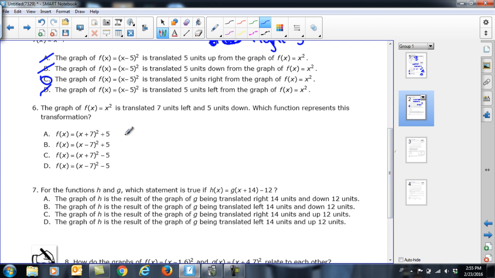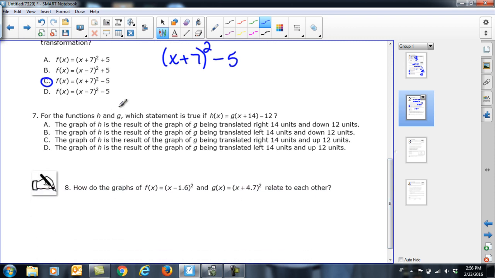So number 6 is going to put it all together. I have x squared, and I'm going to translate it 7 units left and 5 units down. So I want a new function. Well, 7 units left takes that 7 and puts it inside the parentheses to be squared. And because it went left, it is a plus, so it puts it all together in here. This 5 units down becomes just a minus 5 along with the thing that's squared. So I'm subtracting 5 from whatever is squared. So this part moves it left, this moves it down, so my function should be C.